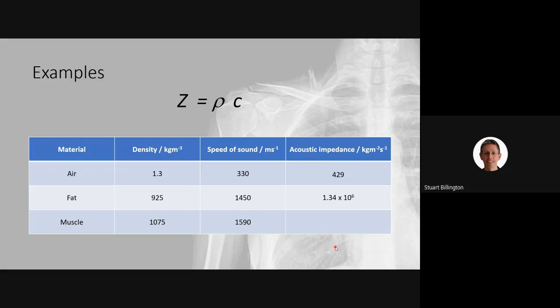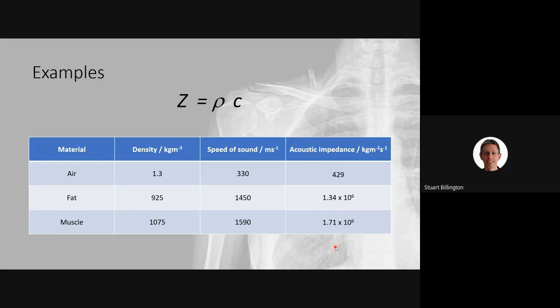Okay, how did you do? So you should have found that the impedances for body tissues are quite a lot larger than they are for air. So up in the million or so for the value of the acoustic impedance.